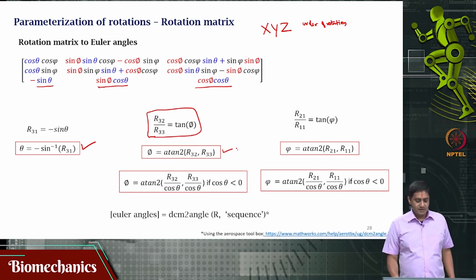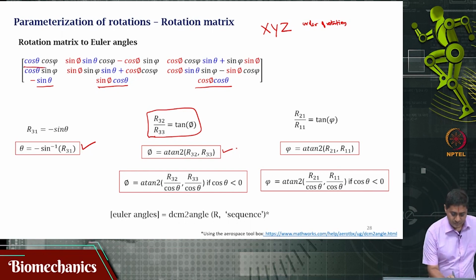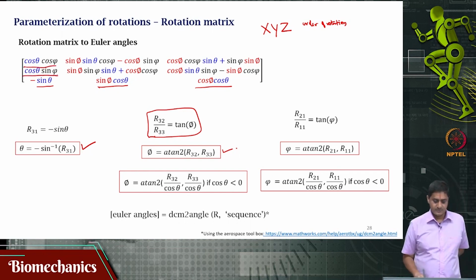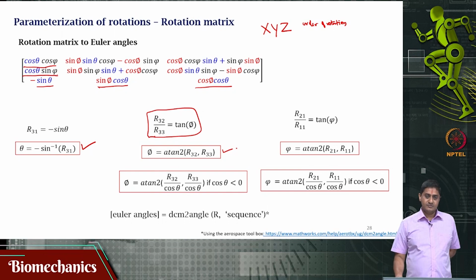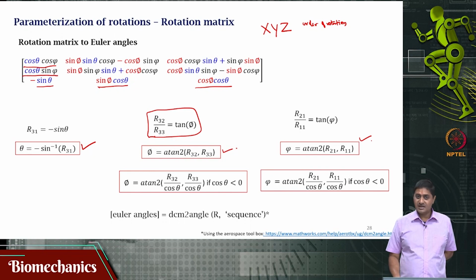Likewise, if I take these two, if I divide one by the other, I am going to get tan psi, and I can find psi as tan inverse of R21 divided by R11.